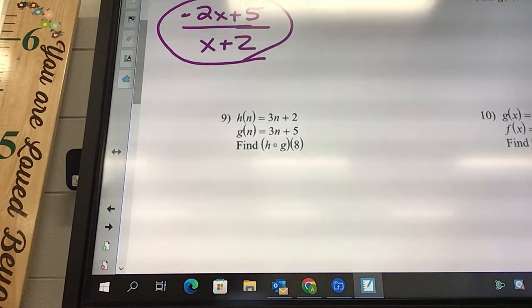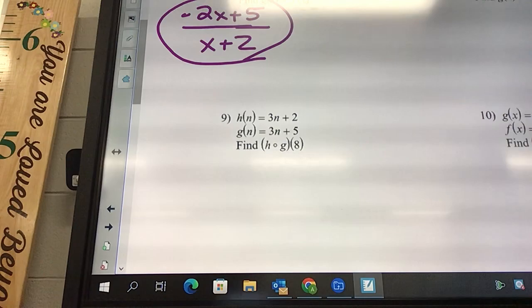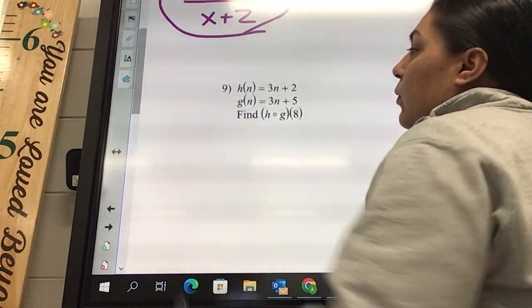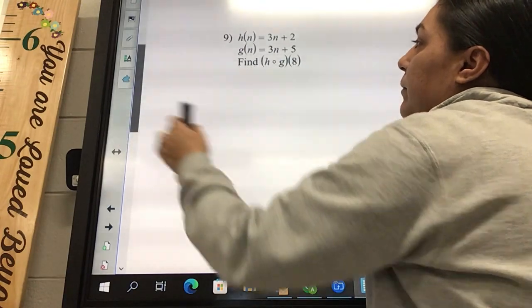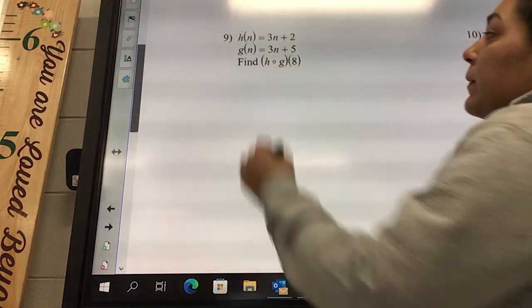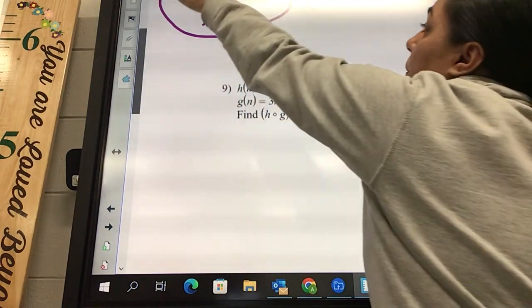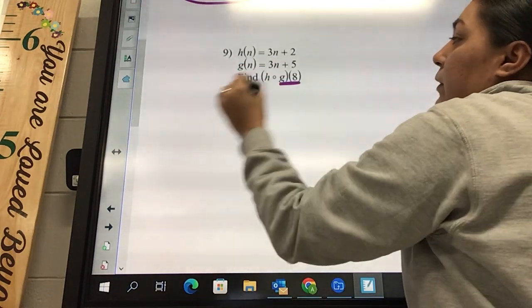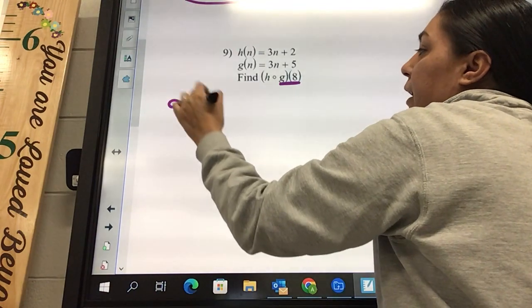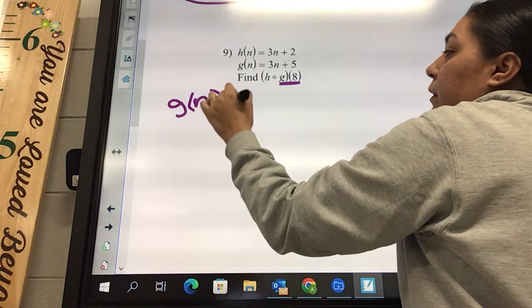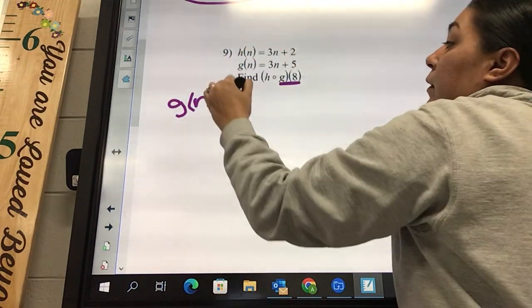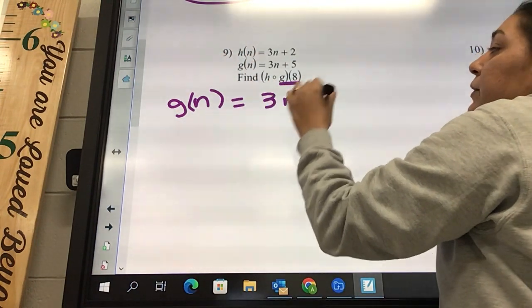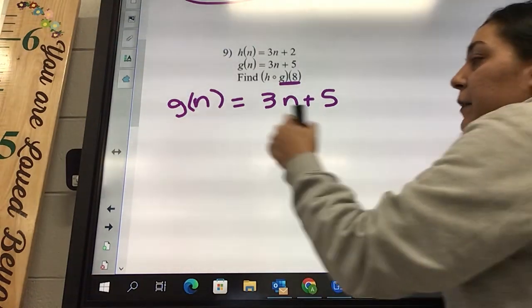Number 9 is the composition, okay? It says find h of g of 8. H of g of 8. So, we're going to start with what function? G. Okay, so we got g of n equals 3n plus 5. And everywhere there's an n, I'm going to be putting in an 8.